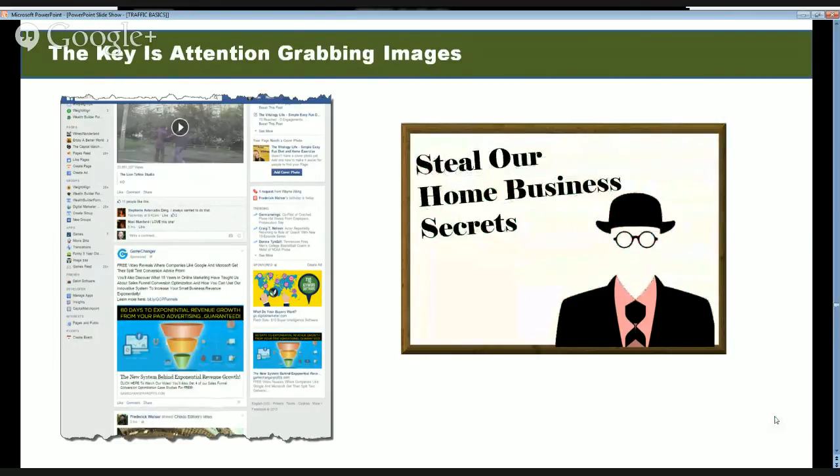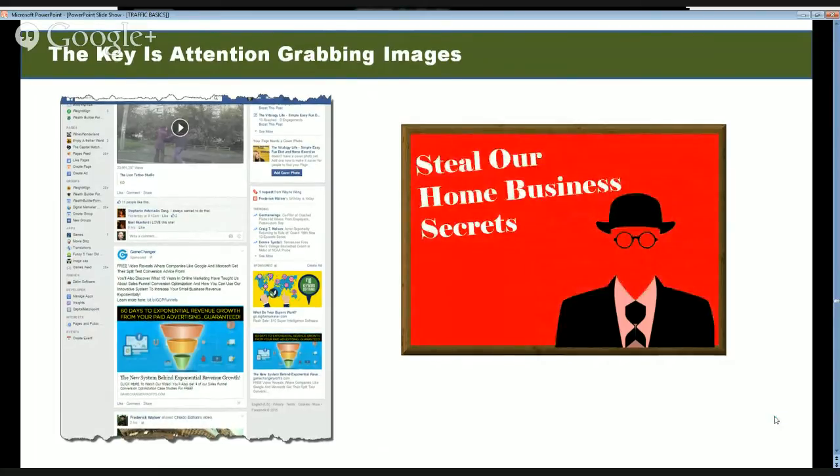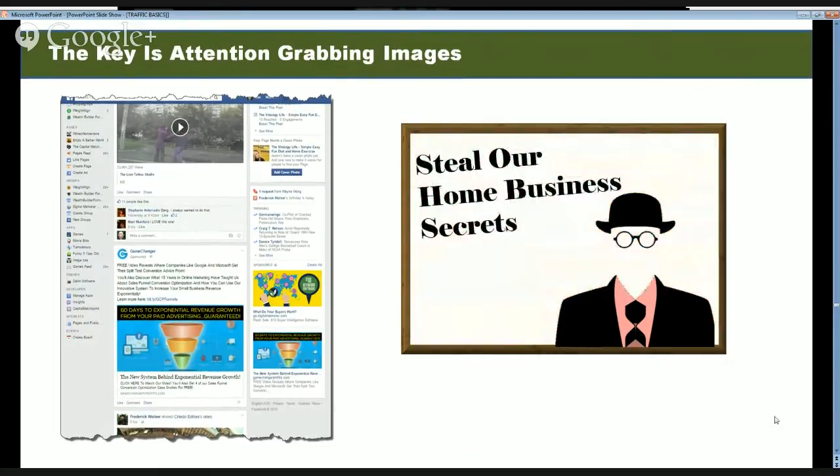Okay, here's another change in color to a white background. Okay, you decide which is better, red or white. Okay, here's another variation. Steal your home business secrets. That's a variation on the text. And these little variations can make a huge difference in the audience that you attract. Here's another variation. Steal your home business success.